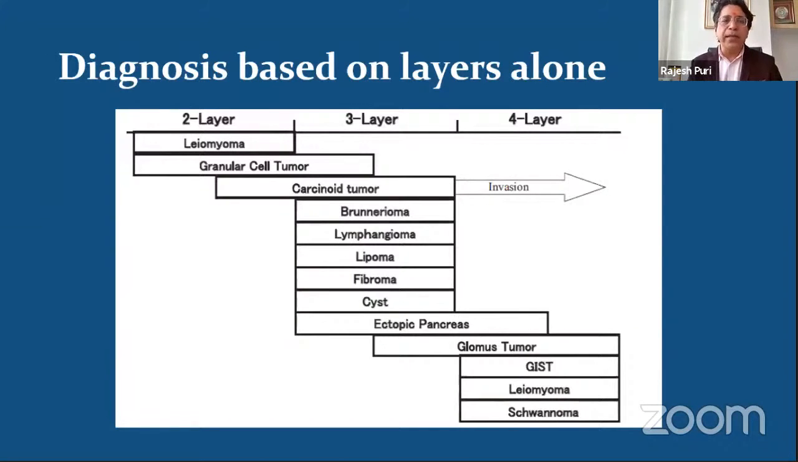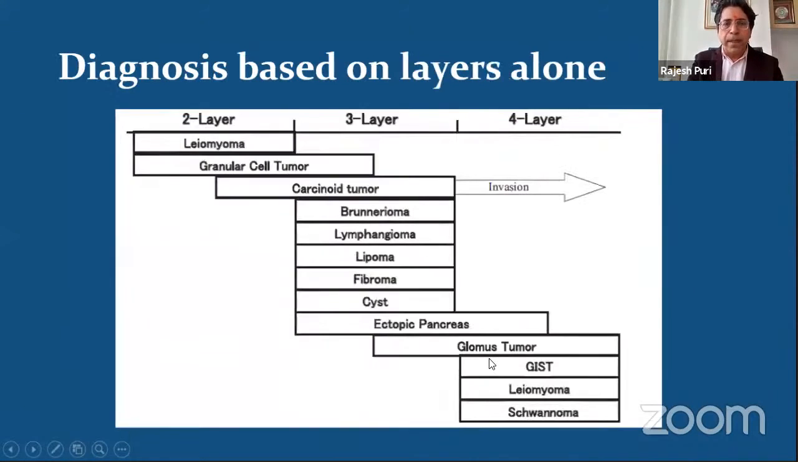Now, how can we make the diagnosis on the basis of layer alone? Mainly from the second layer, you find the leiomyoma or granular cell tumor. From the fourth layer, generally the GIST, leiomyoma, or the schwannoma arise, or the glomus tumor arises.